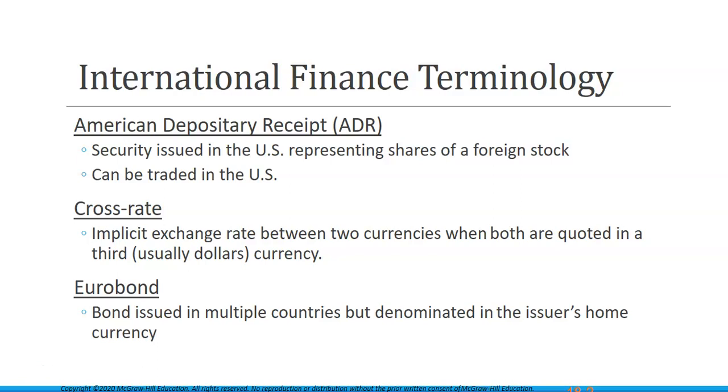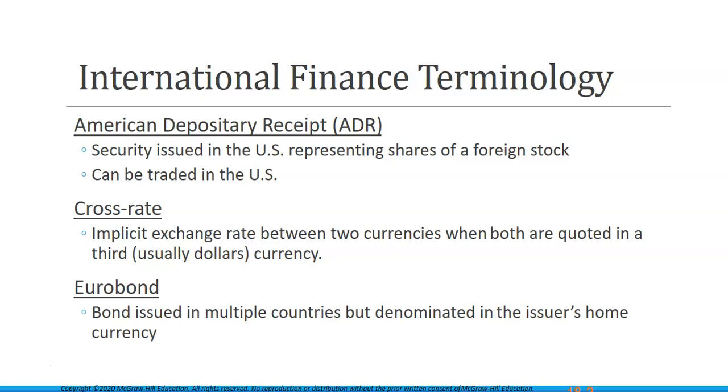So we have an American Depository Receipt or an ADR. These are securities issued in the U.S. representing shares of foreign stock that can be traded in the U.S. A cross rate is the exchange rate between two currencies when both are quoted in a third currency, usually US dollars. So this would be if we quoted Swiss francs as US dollars and euros as US dollars, and then showed the exchange rate between them based on their relationship to US dollars.